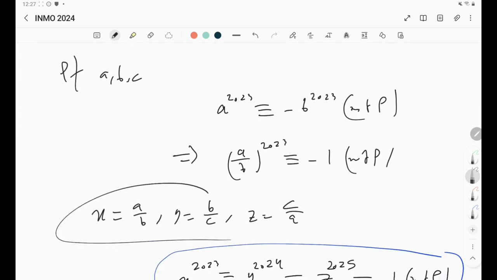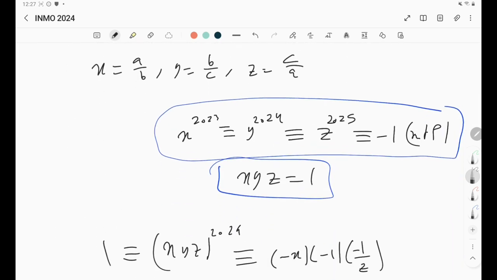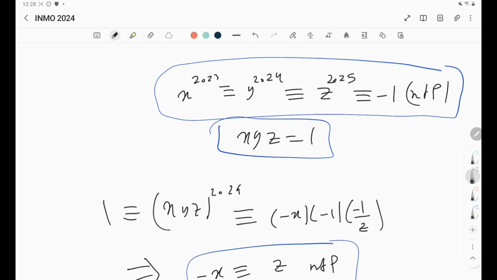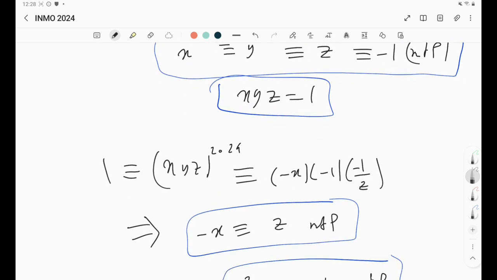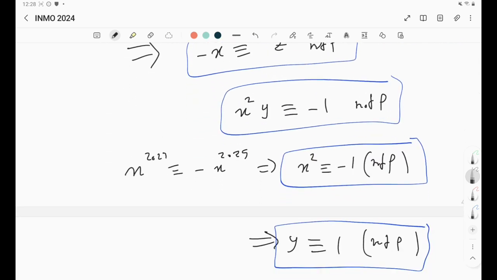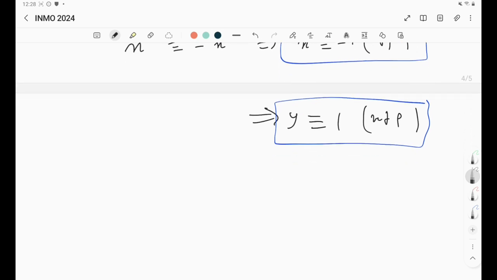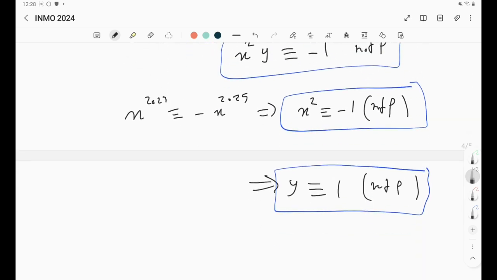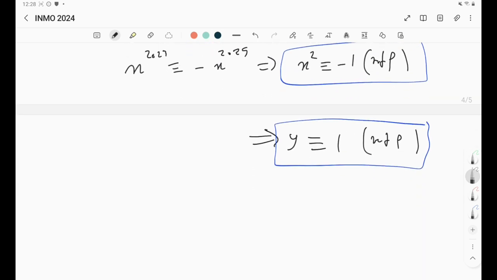Just create these x, y, z, and their product is 1. Don't forget the condition. And now just play with them, a little by little, and you will immediately see that y is just 1, which will kill the question. Alright, so we're done with problem 3. Now let's move on to problem 4.